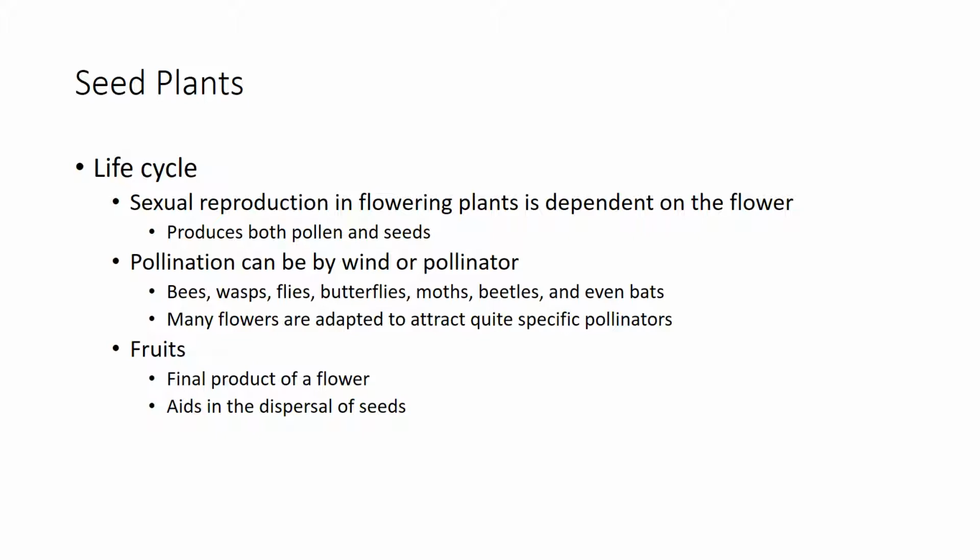So pollination can happen through animals or through the wind, and many flowers are actually adapted to attract very specific pollinators. So if you see flowers that seem to attract bees, or other flowering plants that tend to have wasps or hummingbirds, the reason is that many flowers have pollen that certain insects or certain birds really like. Now, the fruit, some of which we're able to eat, is the final product of a flower, and that helps with seed dispersal.